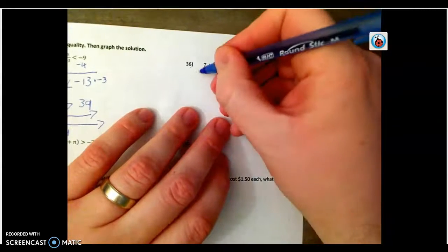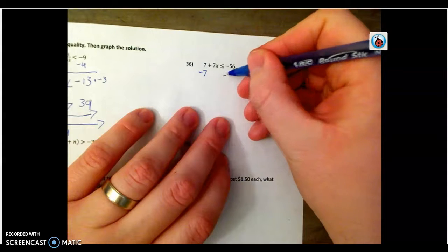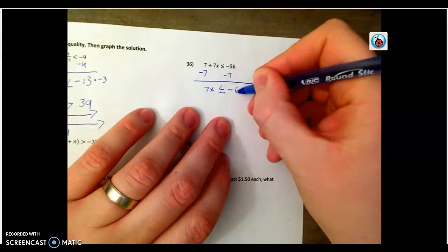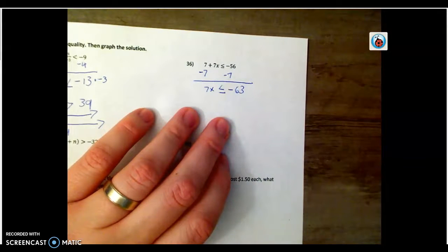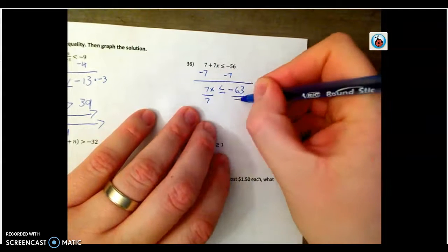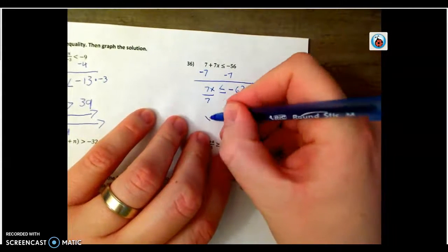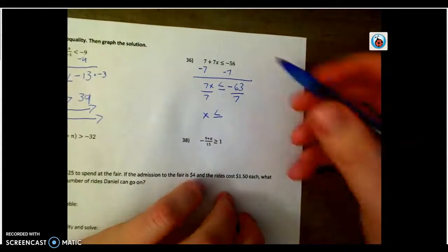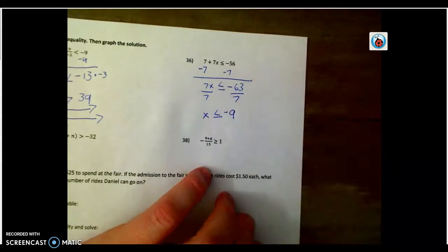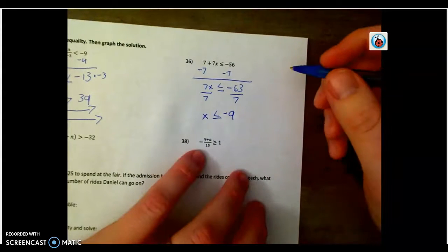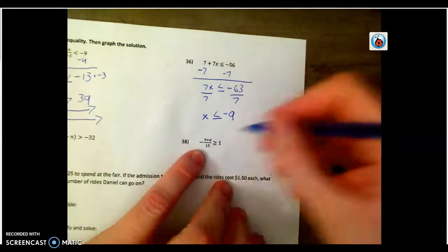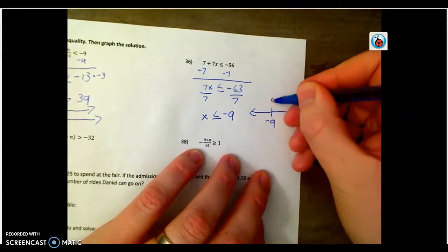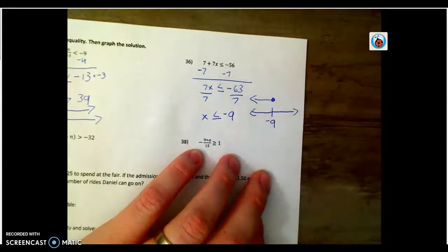Number 36. First thing is we need to subtract 7 from both sides. That'll leave me with 7x is less than or equal to negative 63. Divide by 7 on both sides, and we get x is less than or equal to negative 9. So our number line then, I'm just going to draw it over here. It's going to be a closed circle going to the left.